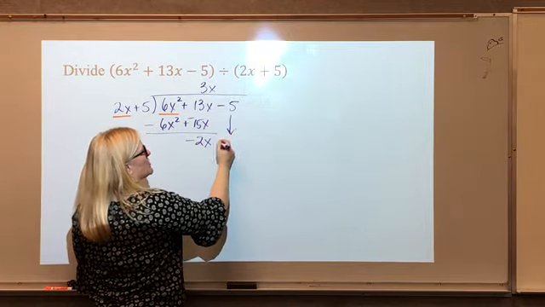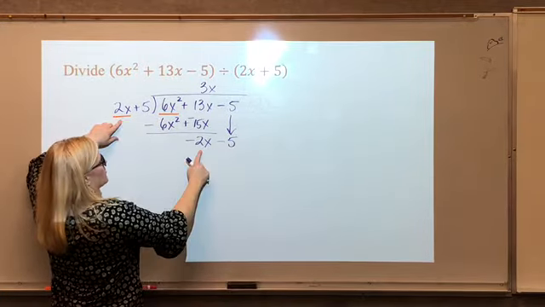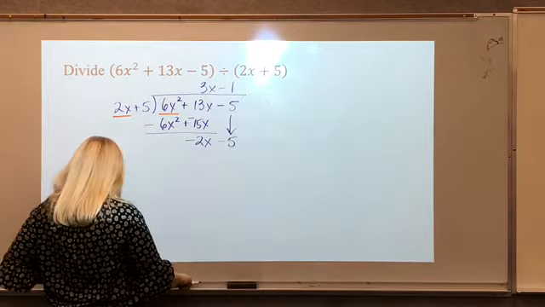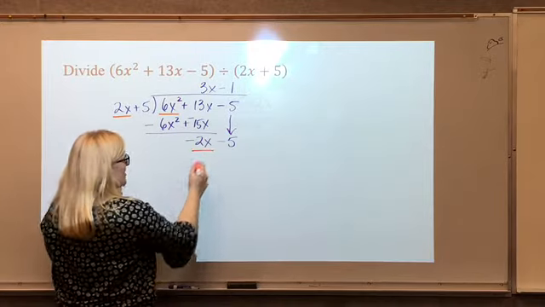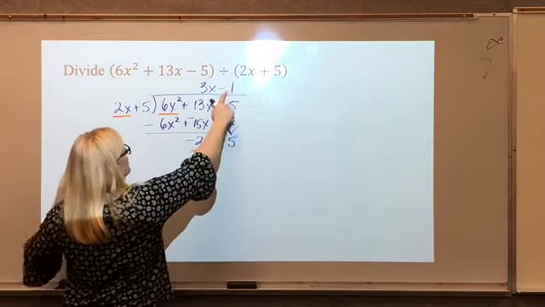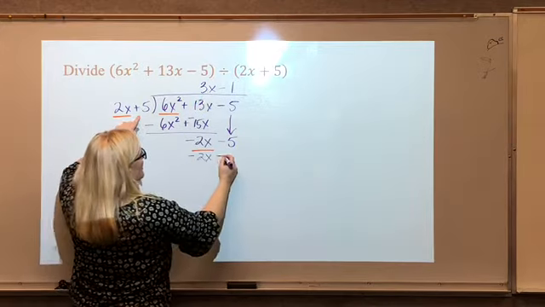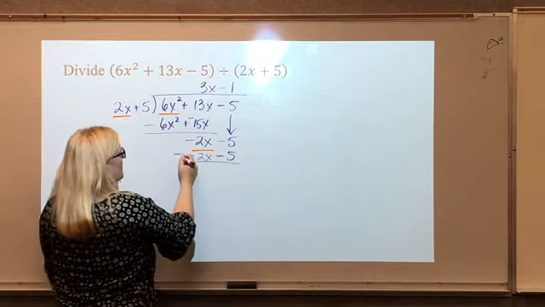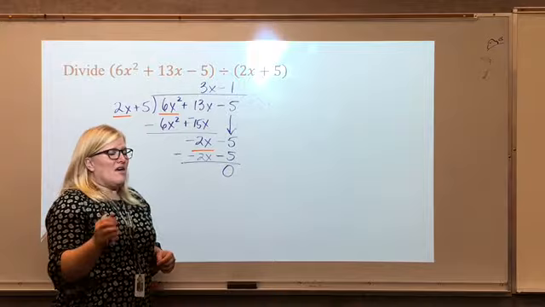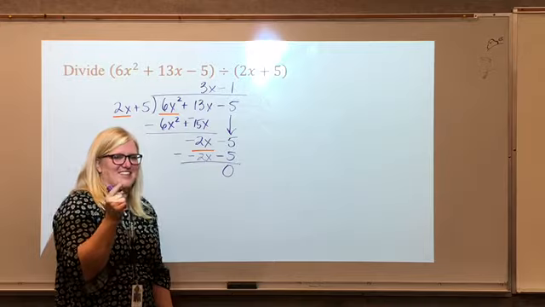And then I drop a term down, just like with long division. 2x goes into negative 2x, negative 1 time. And I should do this too. Okay, I'm just looking at this one again. This one into this one, negative 1 times. So negative 1 times 2x is negative 2x. Negative 1 times 5 is negative 5. And when I subtract these, I get 0, which means I don't have a remainder.